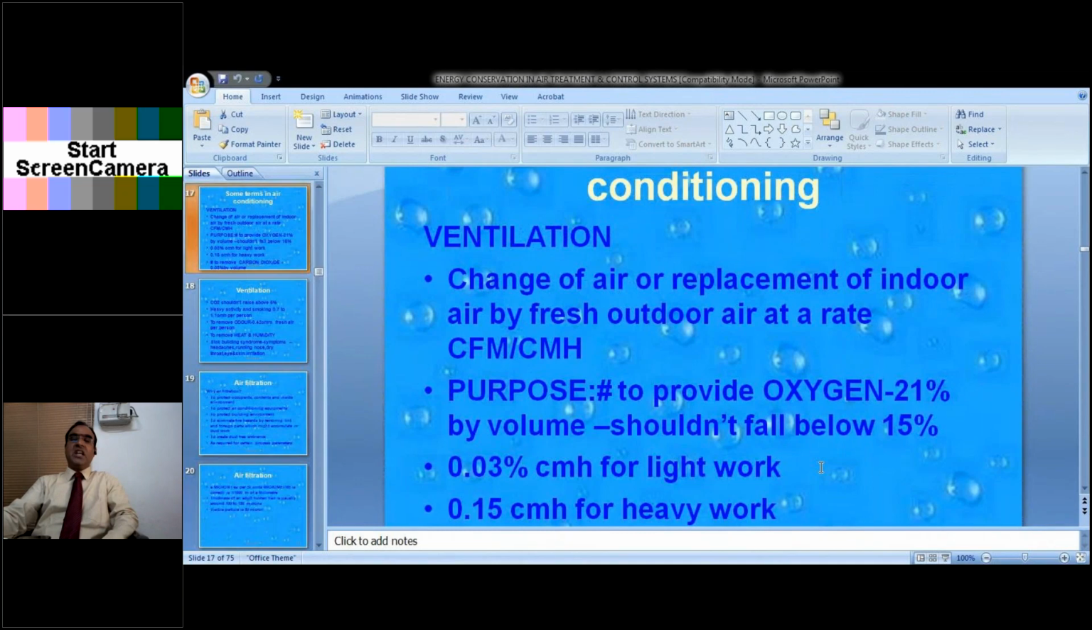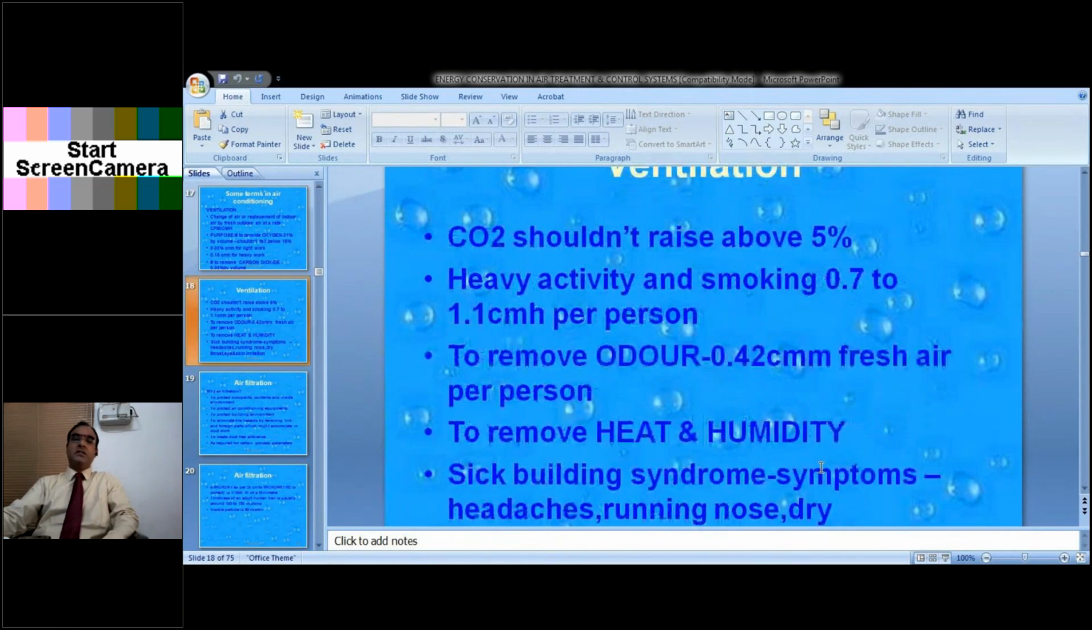Ventilation is change of air, or replacement of indoor air by fresh outdoor air at a rate, either CFM, cubic feet per minute, or CMH, cubic meter per hour. So purpose is to provide oxygen, minimum 21% by volume, and it shouldn't fall below 15%, and 0.03 CMH for light work and 0.15 CMH for heavy work. And carbon dioxide shouldn't rise above 5% in any industry. Heavy activity and smoking, 0.7 to 1.1 CMH per person is recommended.